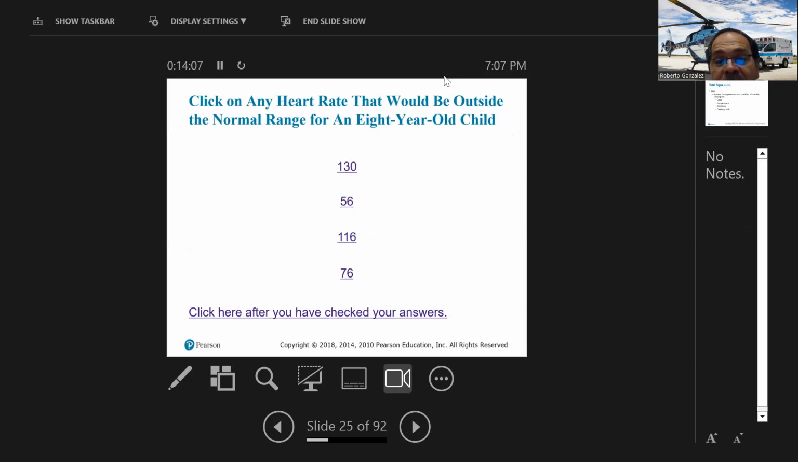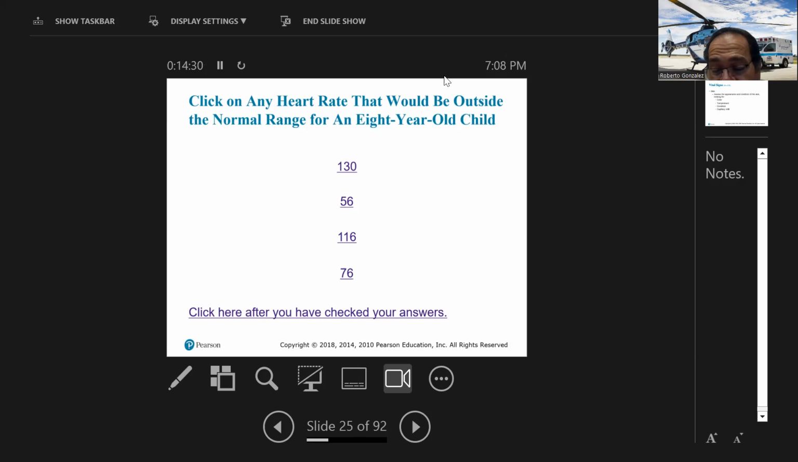Click on the heart rate that would be outside of normal range for an 8-year-old child. Oh, wait a second, they're telling us that this guy is an 8-year-old child, so what would be considered abnormal?